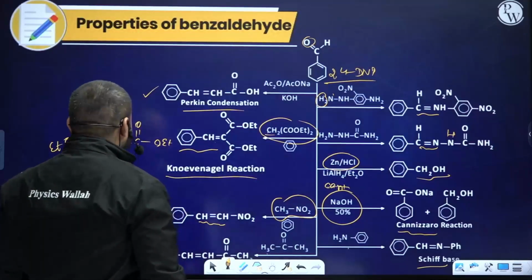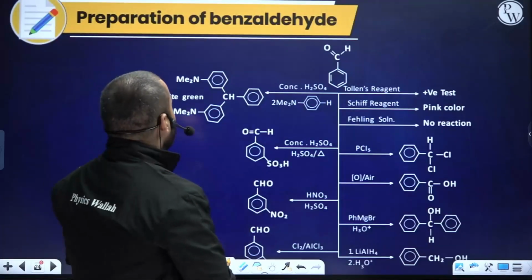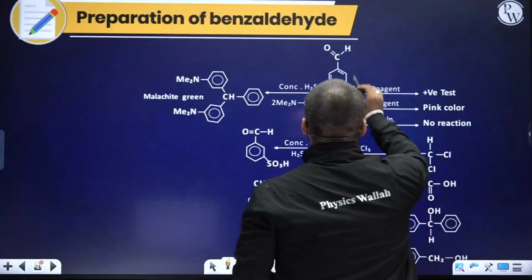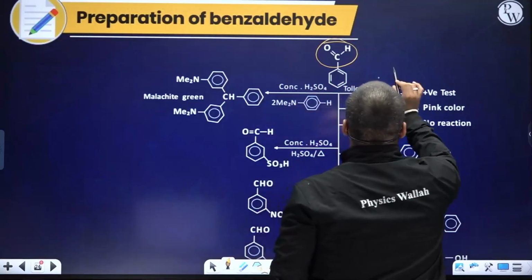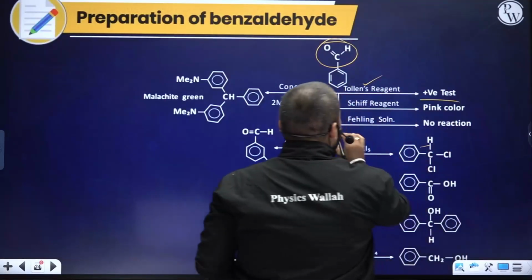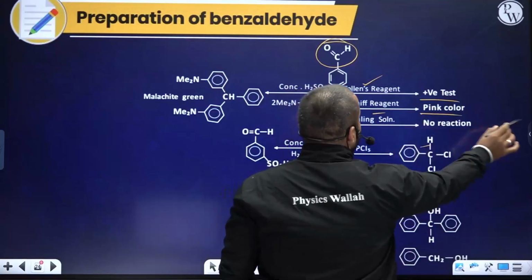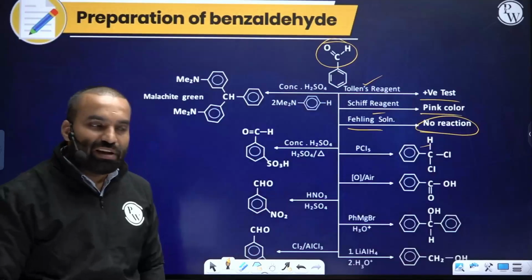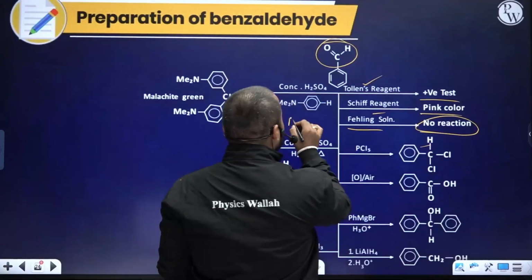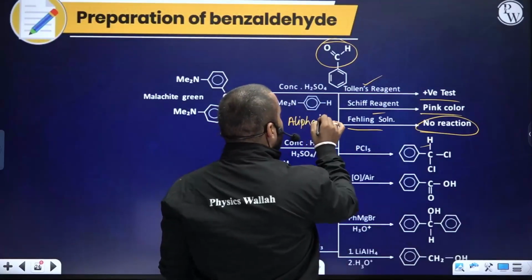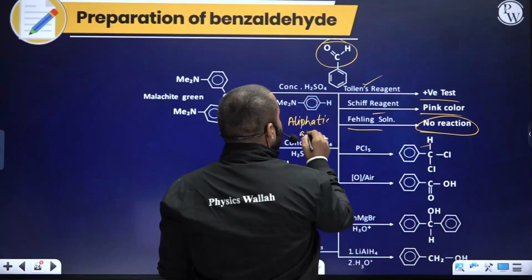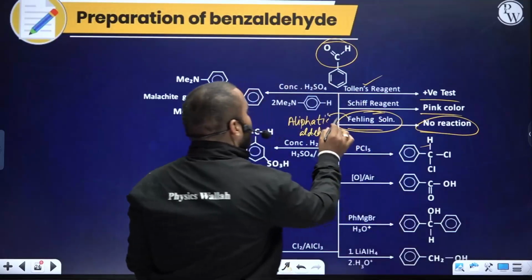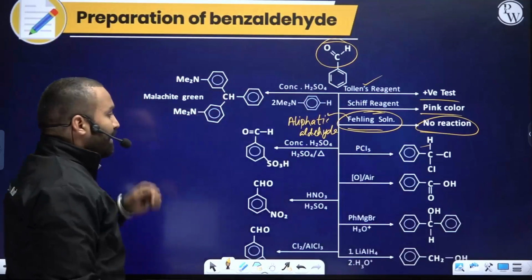Clear, everybody? Next part. Now, some more reactions of benzaldehyde. Tollens reagent, since it's an aldehyde, it will react with Tollens reagent to give you a positive test. It will react with Schiff reagent also to give you pink color. Fehling solution, it will give you no reaction. Why? Fehling solutions are particularly for aliphatic aldehydes. But what is the nature of this aldehyde? It is an aromatic aldehyde. Noted, everybody? Fehling solution test is just for aliphatic aldehyde, but this is an aromatic aldehyde.